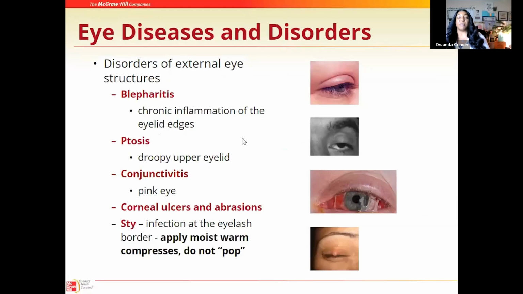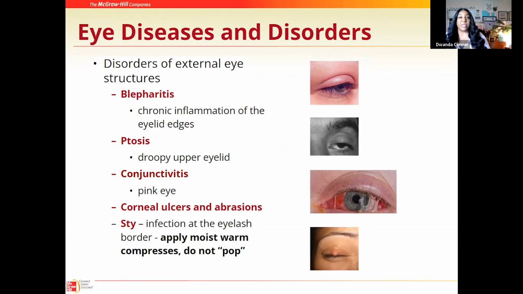We do have several disorders that are associated with the eye. Starting at the top, that first one is called blepharitis. There's "itis" again. Remember, we know itis is inflammation. This is going to be inflammation of the eyelid. This is something that is chronic. It's chronic inflammation of the eyelid edges. And remember, the term chronic means that it's something that occurs over a period of time.